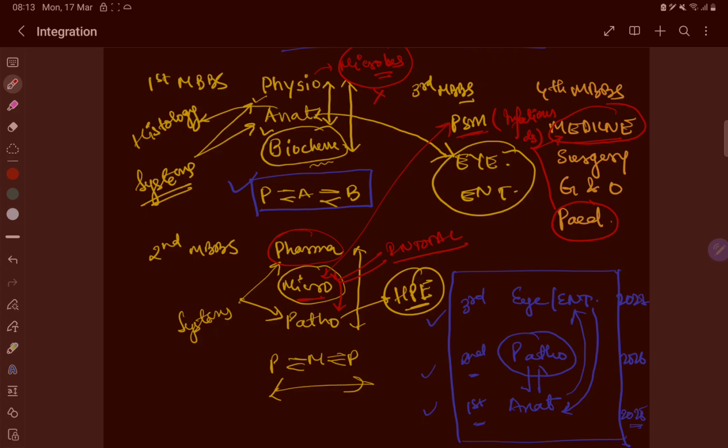Pharma becomes the heart. Why am I saying this? Because it has drugs in it. Now you can correlate that it is connected to the eye department, the ENT department, obviously the PSM department, and it is coming from the physiology department. Again it is connected with biochemistry. Pharmacology is connected with all four parts in the long run of the fourth MBBS.